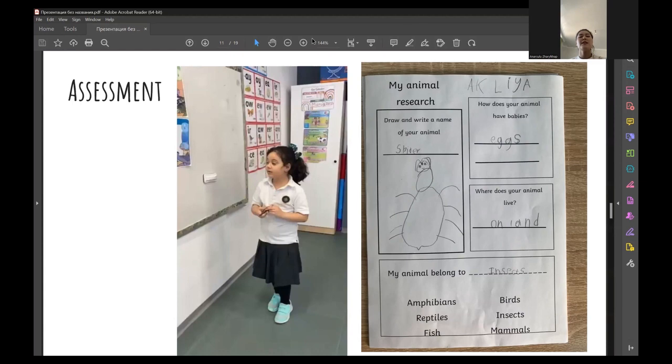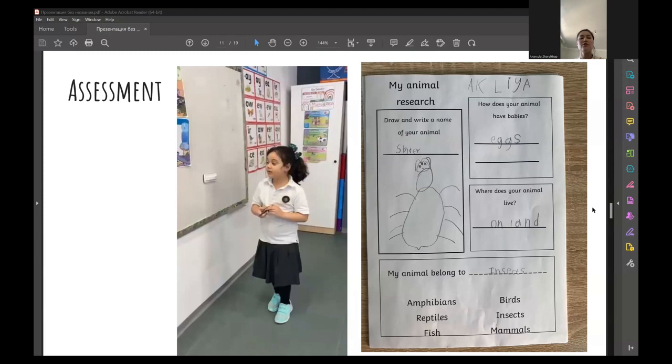How does your animal have babies, eggs? I think it can be a full point, because the student got the point that the spider lays eggs, right? So the omission of the word lay is not a mistake in my case of teaching. Also, the last one is also important for me: my animal belongs to insects.